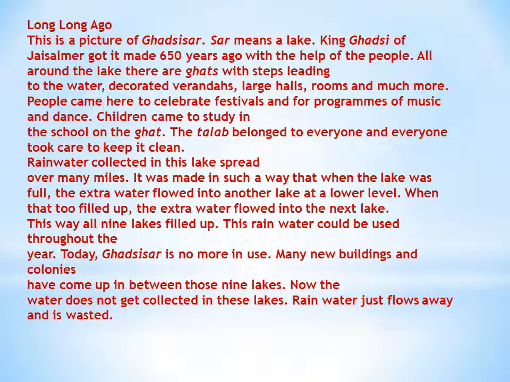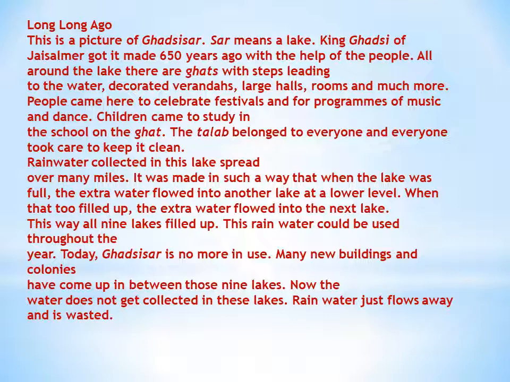Long, long ago, the picture that you have seen is the picture of Gadsisar. Sar means lake. King Gadsi of Jaisalmer got it made 650 years ago with the help of the people. All around the lake there are ghats with steps leading to the water, decorated verandas, large halls, rooms, and much more. People came here to celebrate festivals and for programs of music and dance. Children came to study in the school on the ghat. The talab belonged to everyone and everyone took care to keep it clean.